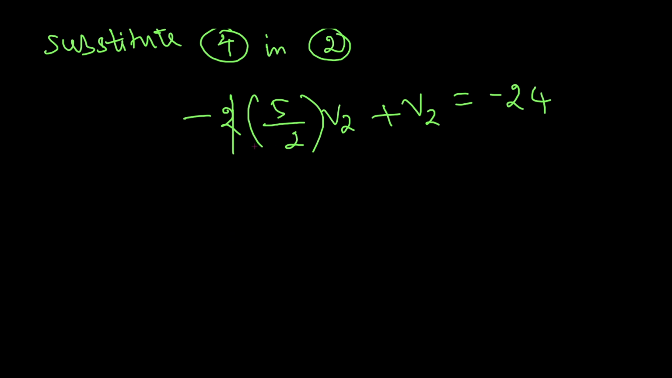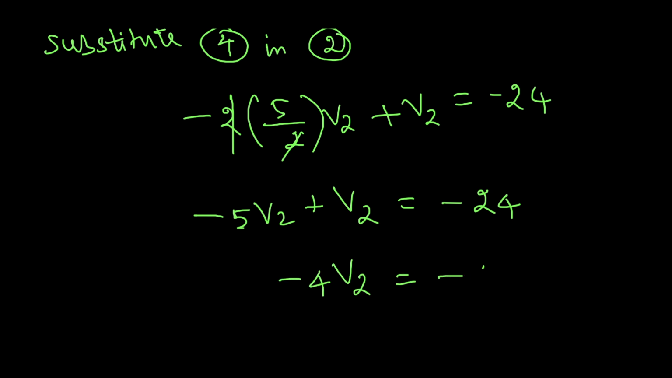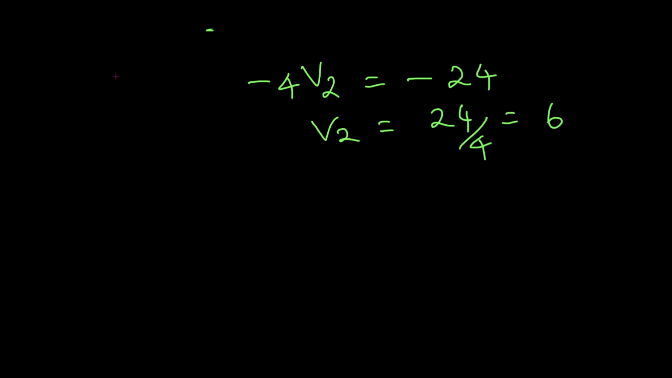So this 2 gets cancelled out. So you get minus 5V2 plus V2, that is equal to minus 24. Or it is minus 4V2, that is equal to minus 24. So V2 is equal to 24 by 4, that is 6. So you get this V2 as 6 volts.